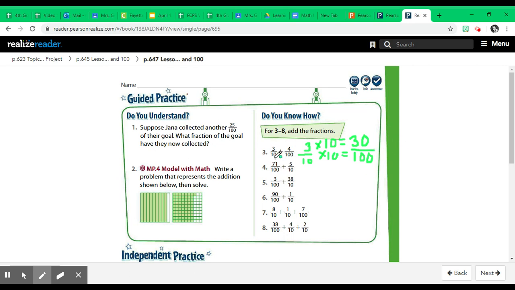No, that's just converting it. I still have to add 4 100ths. So 30 100ths plus 4 100ths equals 34 100ths.